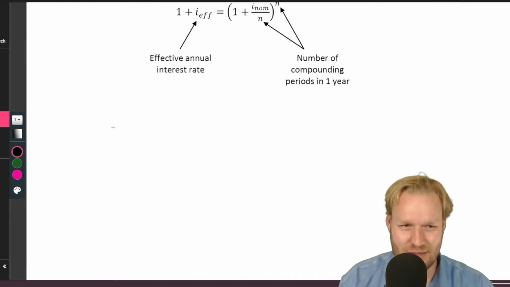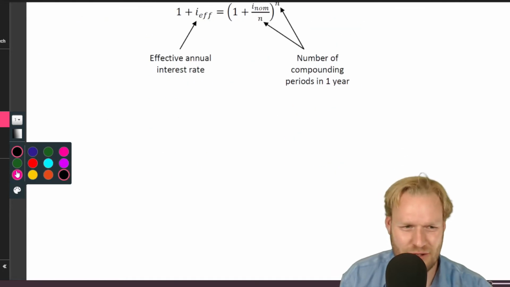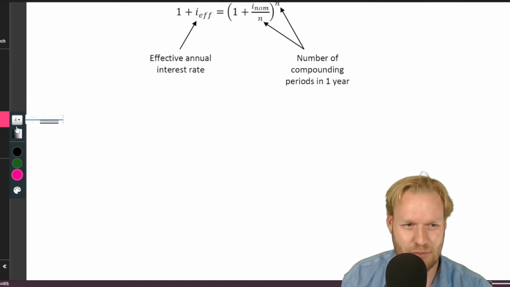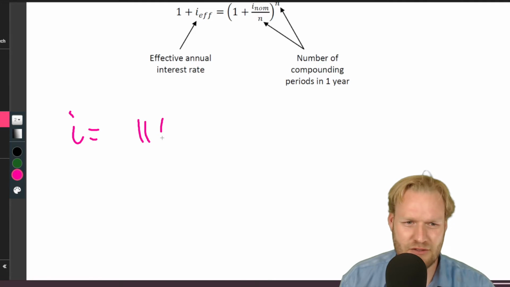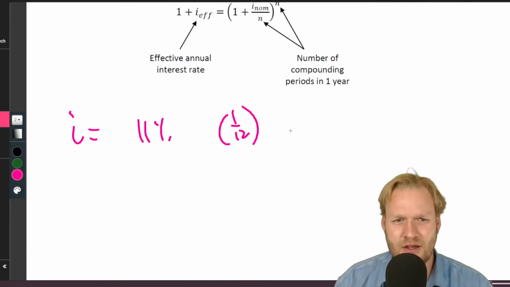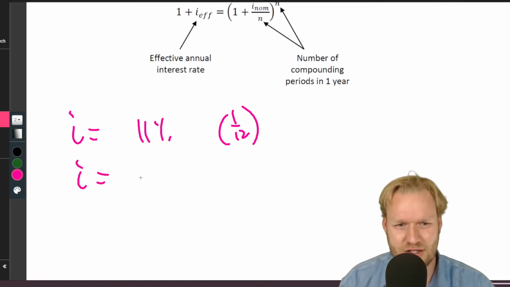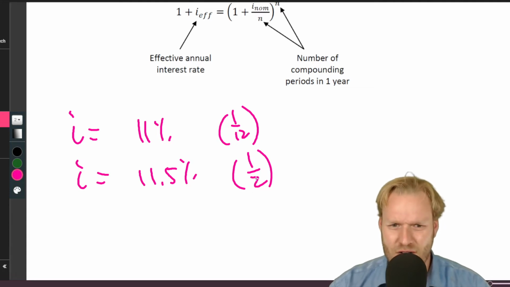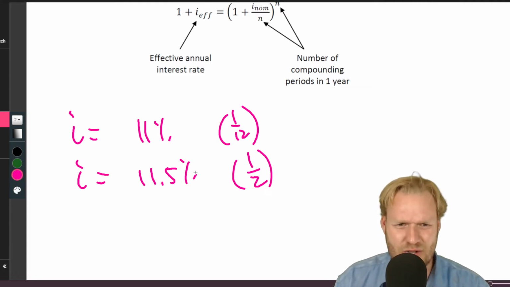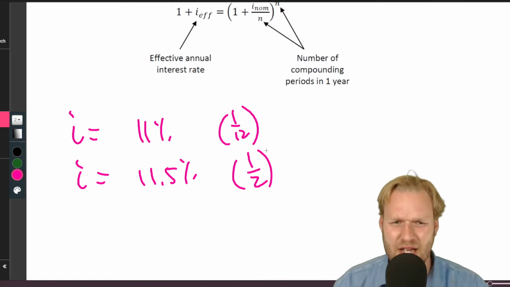Let's say that you're given some sort of interest rate, and often the interest rate ends up being something like: our interest rate is 11% and it's compounded monthly, so we had that idea of over 12. And then somebody else says, okay, but I can offer you an interest rate of 11.5%, but mine is compounded semi-annually, twice a year. And then it's hard to compare. You want to compare apples and apples.